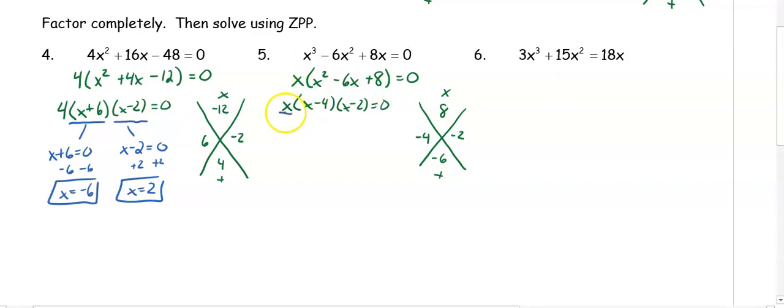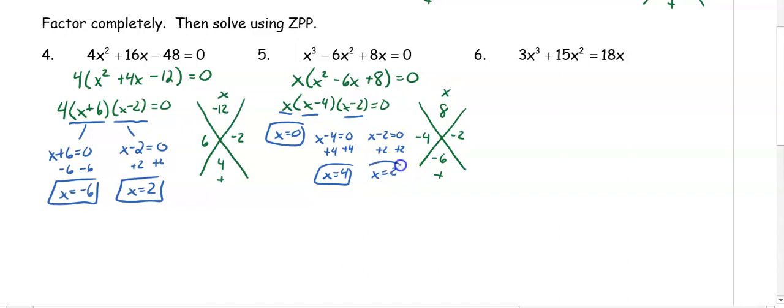Each term has an x this time, so they all get set equal to 0. x equals 0, that one's done. x minus 4 equals 0, and x minus 2 equals 0. So first we're going to add 4 to both sides. So x equals 4. We're going to add 2 to both sides, so x equals 2. Notice we had an exponent of 3, so we should have 3 solutions.